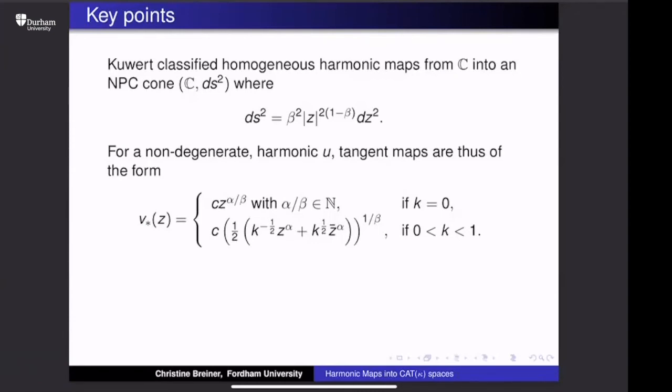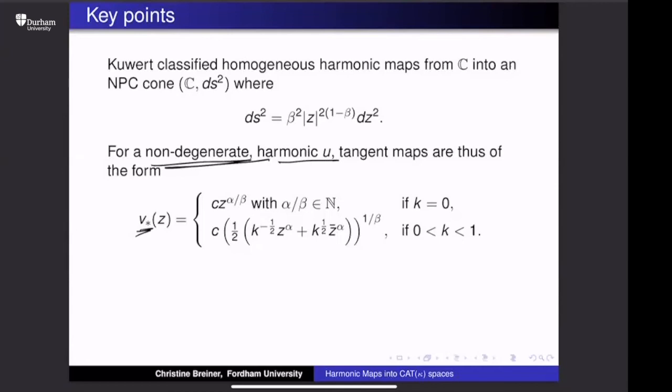And Korevaar actually characterized homogeneous harmonic maps from the complex plane into non-positively curved cones. So we're exactly in this setting. Okay, we put ourselves exactly in this setting. And when your initial map is non-degenerate, every tangent map, so you can think of this as an Alexandrov tangent map, which actually has the same pullback distance as a tangent map. That's how we show they're harmonic.